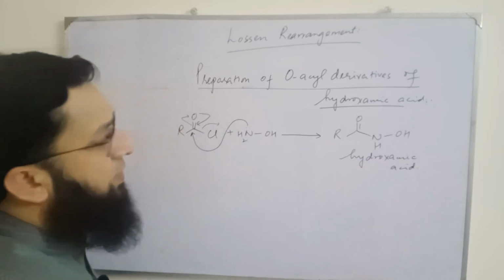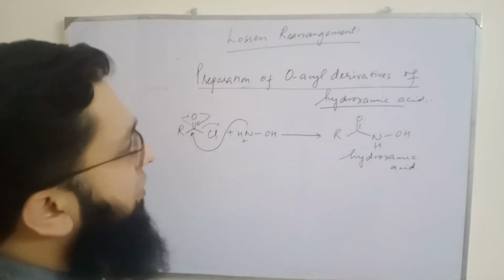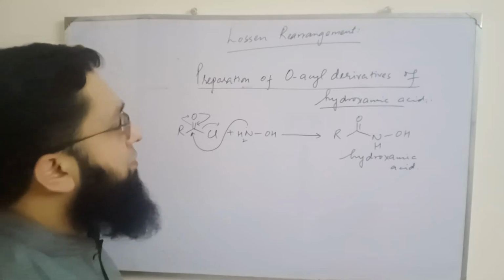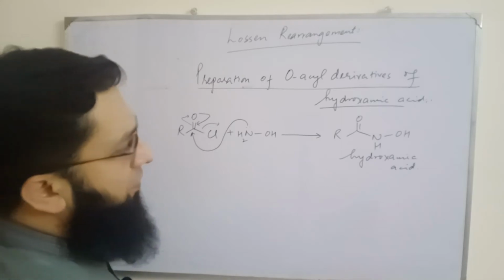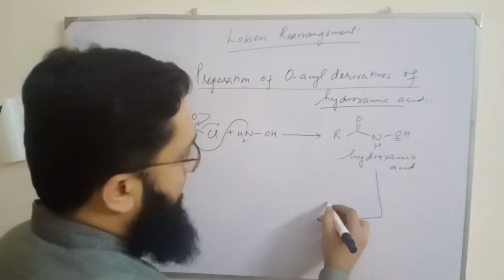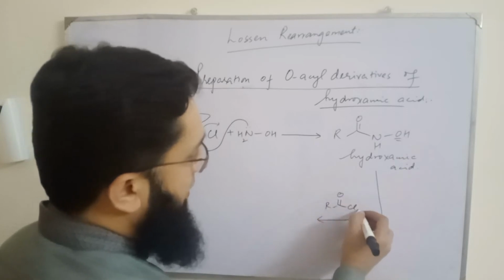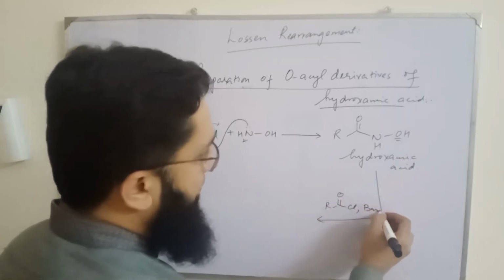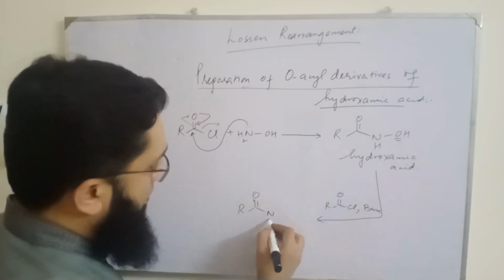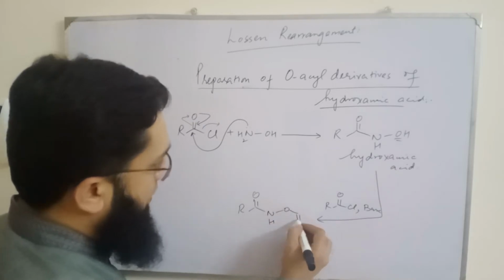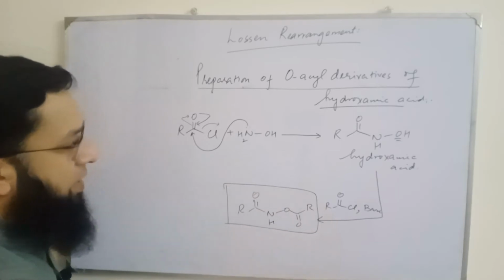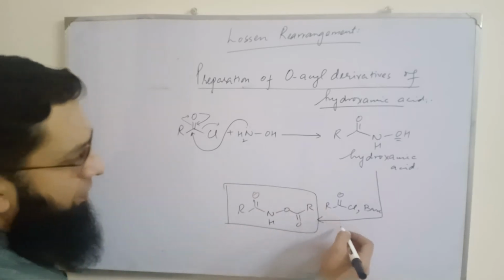And we have just discussed that hydroxamic acid cannot undergo this rearrangement. We have to convert it into O-acyl derivatives, or we have to activate this group. So we have to add acid chloride in the presence of base. So as a result we would get O-acyl derivative.